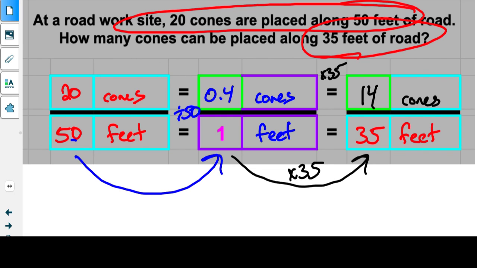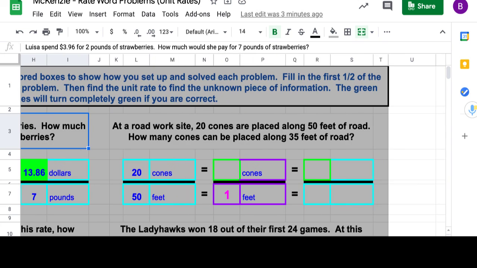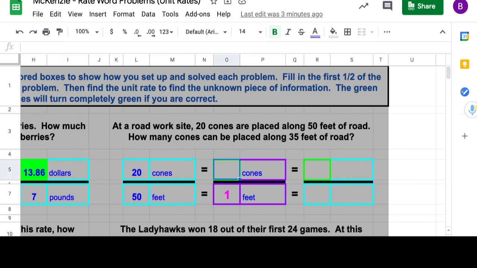So again, if we type that into our activity here, I'll scroll over a little bit. We made it into 0.4 cones for 1 foot, and that got me 14 cones over 35 feet. Remember, you're not just filling in that green box, you're filling in the whole problem just like you would if it was on a sheet of paper. You're showing those rates, including those units, not just the number itself.